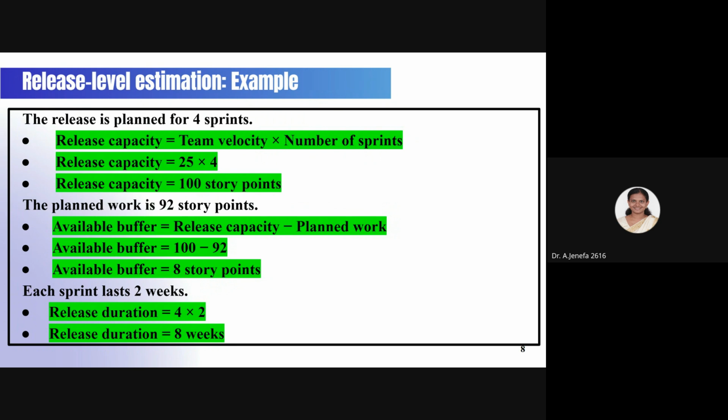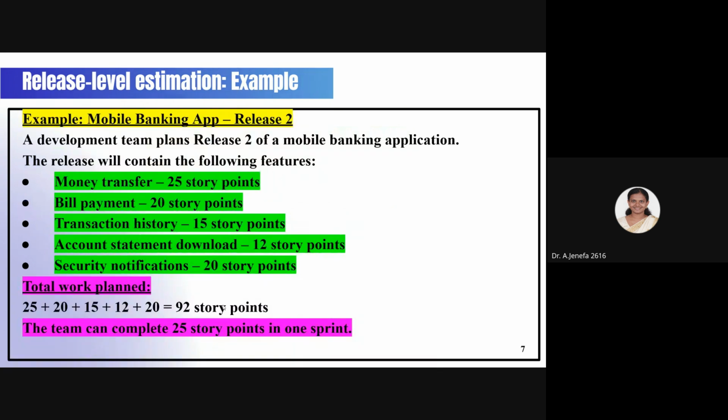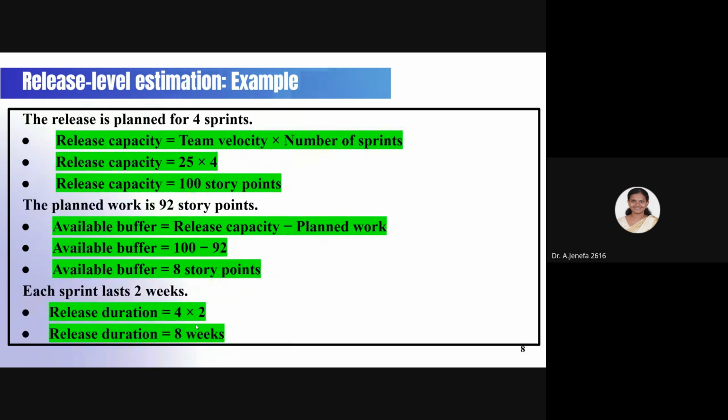That is, team velocity is 25. So 25 into 4, 100 user stories can be completed. That is the release capacity. But the planned work is 92 story points only. So 100 minus 92 is 8 story points. This available buffer of 8 story points can be used for unplanned work.